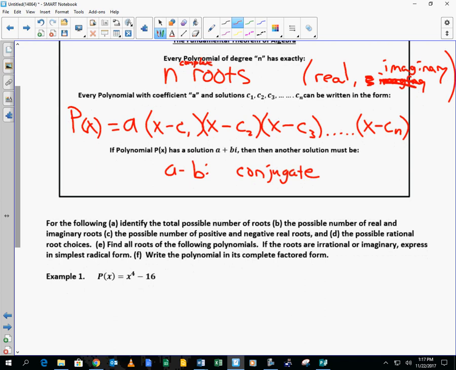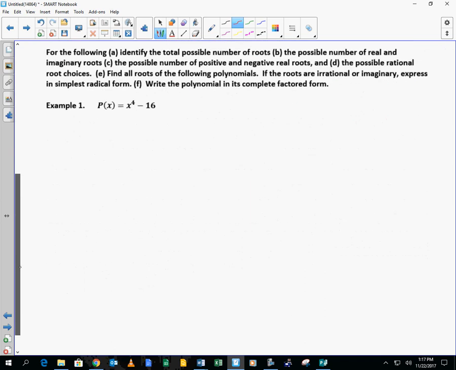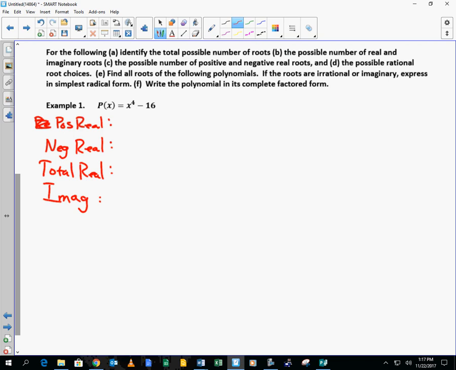So we're going to apply our knowledge about the fundamental theorem of algebra to some problems right now. We're going to identify the total number of possible real, we'll say positive real. I'm going to switch it a little bit from the directions I did last year. I did some investigating here, and this is going to be the better way to teach it. We're going to go positive real, negative real, total real, imaginary, and then our choices for the rational root theorem if we were to use it. Then we're going to find our actual solutions.